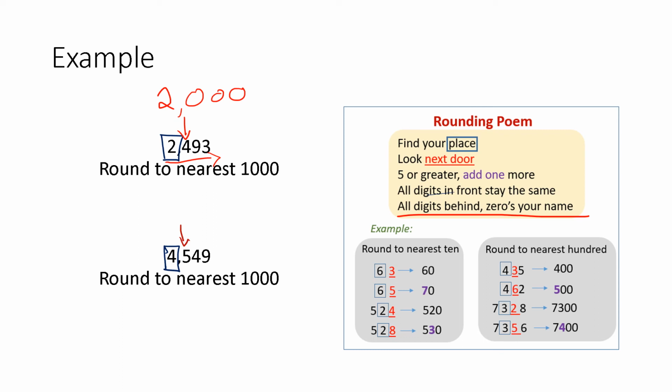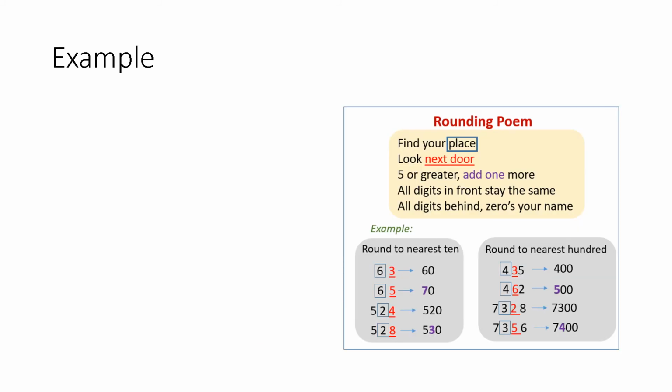So our 5, our next door number, is 5 or greater, which means that we're going to add 1 more to the place value, to the 4. 4 becomes a 5. And then all digits in front stay the same. We don't have anything in front of our place number. All digits behind, 0 is your name. So these last 3 here will all become zeros, and we'll get 5,000. 4,549 rounds to 5,000 when we're going to the nearest 1,000.